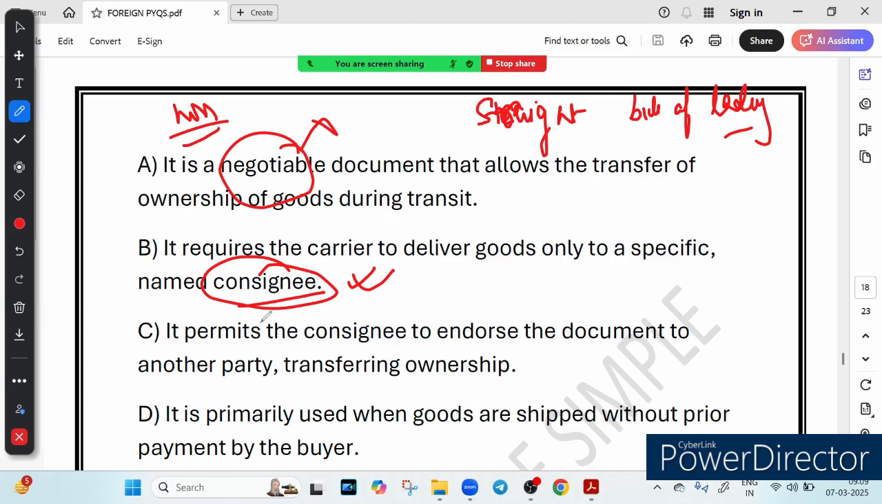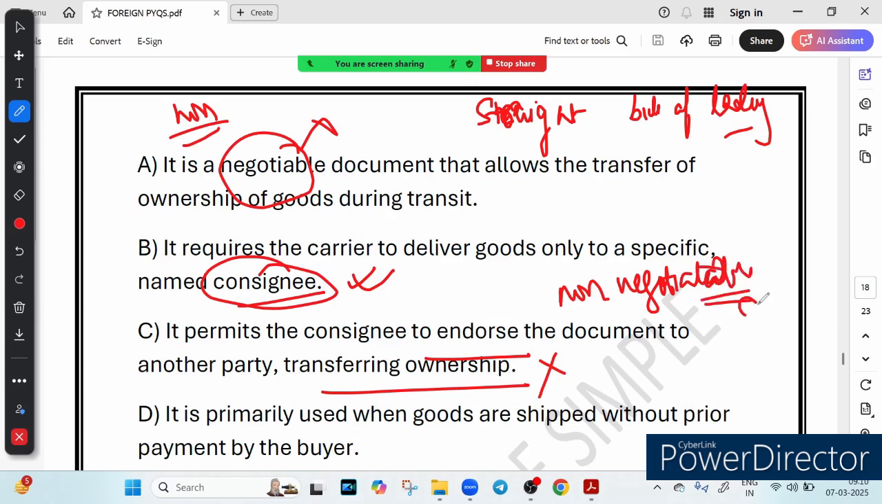Option C says endorsement to transfer ownership. So what do you think? This is incorrect, because as I told you, it is a non-negotiable document. It cannot be negotiated, right? It cannot be endorsed. So since it is a non-negotiable document, can you think it can be endorsed? No way. So a straight bill of lading does not allow the consignee to endorse it to another party to transfer ownership. Now option D, it is primarily used when goods are shipped without prior payment by the buyer.